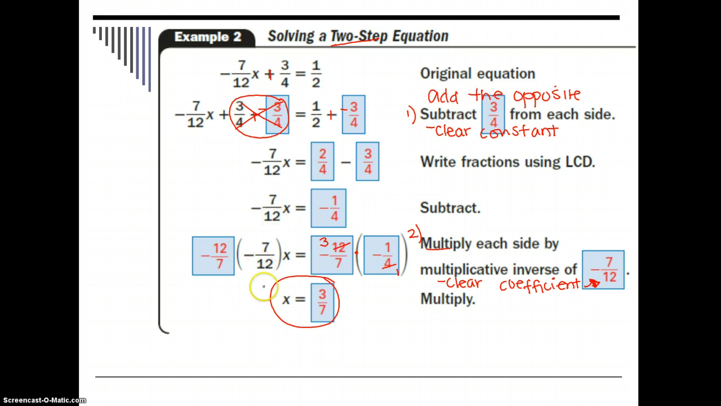Remember, you can always go back and check. I know there's a lot of fractions, but go back and check by placing 3/7 into the problem, and check to see if it equals 1/2. That way you know that you got the problem right.